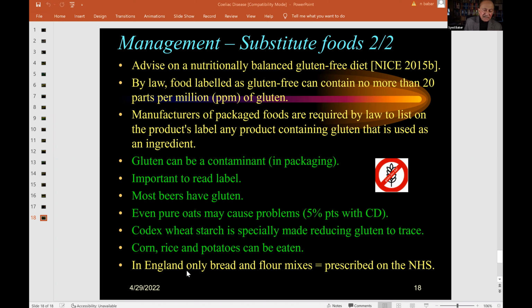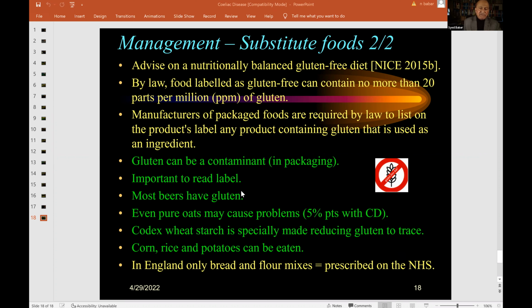It's amazing that in England, only bread and flour mixes are prescribed on the NHS freely. However, there are other products which can be prescribed by the approval from ACBS, Advisory Committee on Borderline Substances. And chemists can show patients, and the Coeliac UK will also have guidance on how to minimize costs.